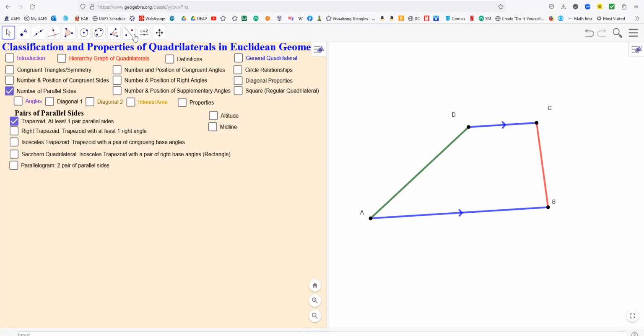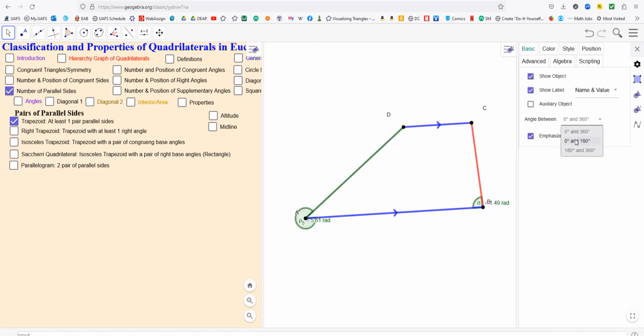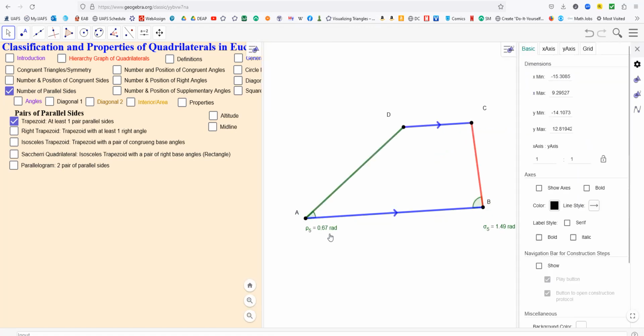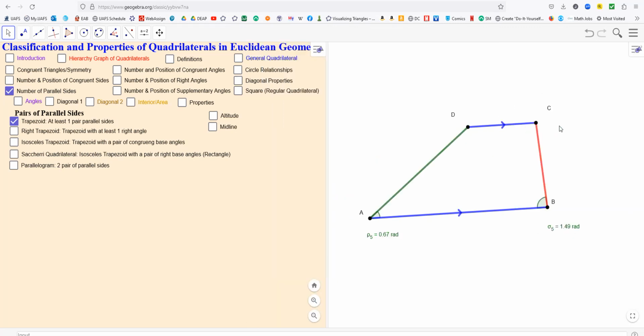Okay, so a pair of base angles would be these. So this angle here, and this one here. Okay, notice they're not necessarily the same size. But that's a pair of base angles. And you also have another pair of base angles up here. Actually, I already have a thing that can show all the angles. All I have to do is click on this. So the ones at A and B are base angles. The ones at D and C are base angles.